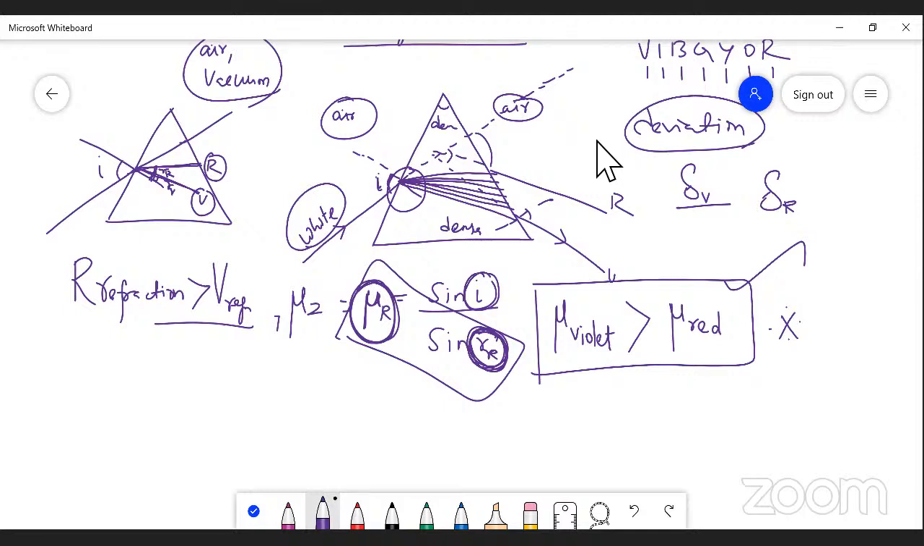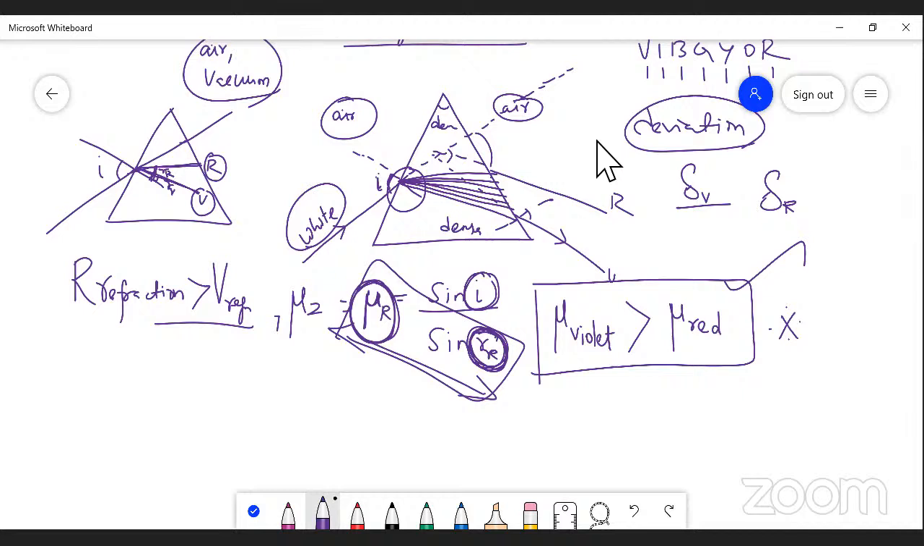What is the relation between refractive index and refraction? The angle of refraction is maximum for red, so the refractive index is minimum for red color. They are inversely proportional. So when violet light is incident on the prism, the refractive index of the color should be considered.